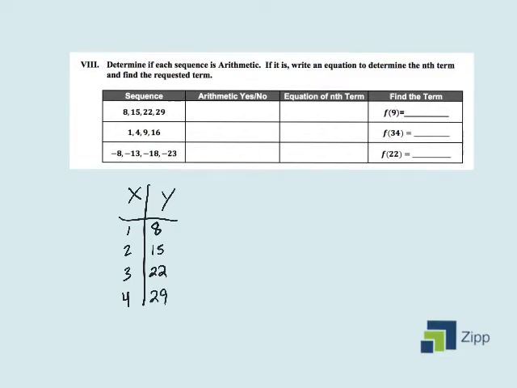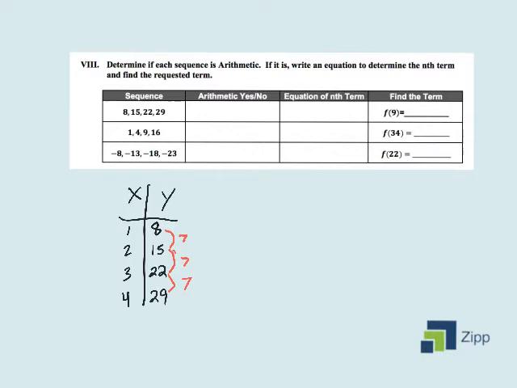Now what I want to do is look at term 1 and term 2, and I note that they differ by 7. So my question is, do the next terms differ by 7? And if I take 22 minus 15, I get 7. Again, I'll check, and sure enough, from 22 to 29 is 7 more.